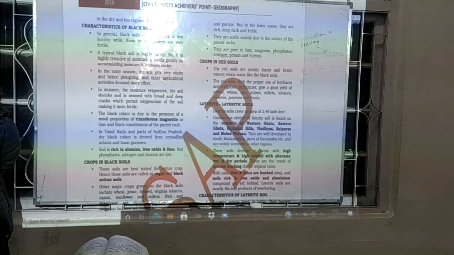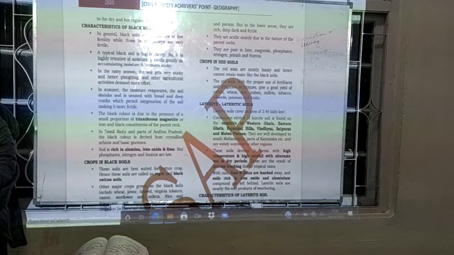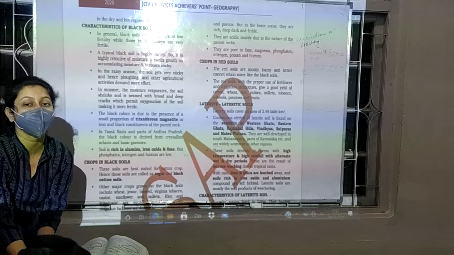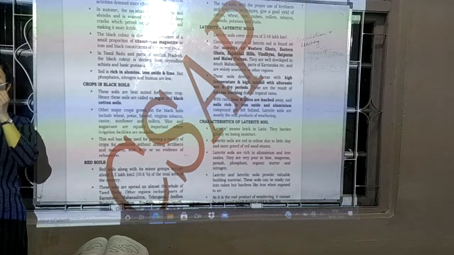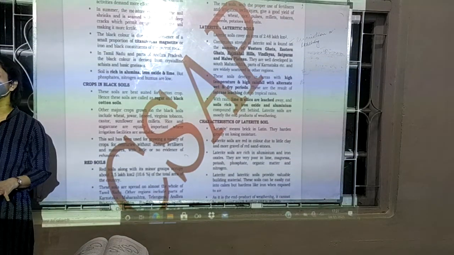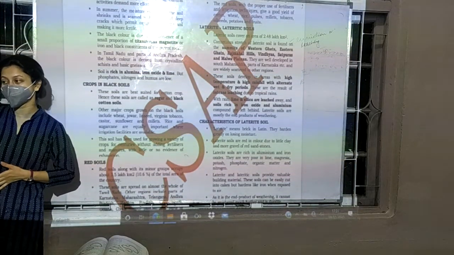And look at this. In the rainy season, the soil gets very sticky, and hence plowing and other agricultural activities demand more effort. And in the summer, the moisture evaporates and the soil shrinks and develops cracks, which permit oxygenation. What is this also called? Regur and black cotton soils. What are the major crops? Again, mainly cotton, then other crops also, like wheat, jowar, linseed, etc.